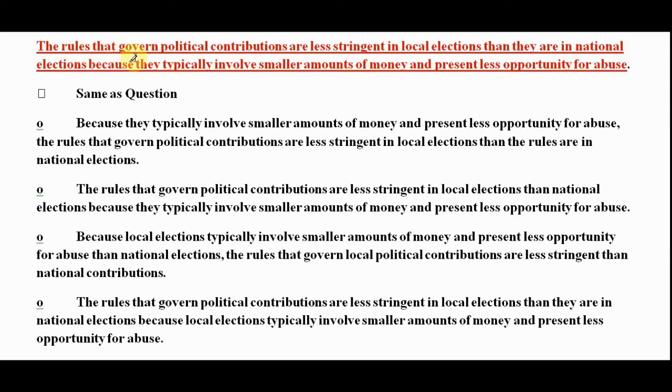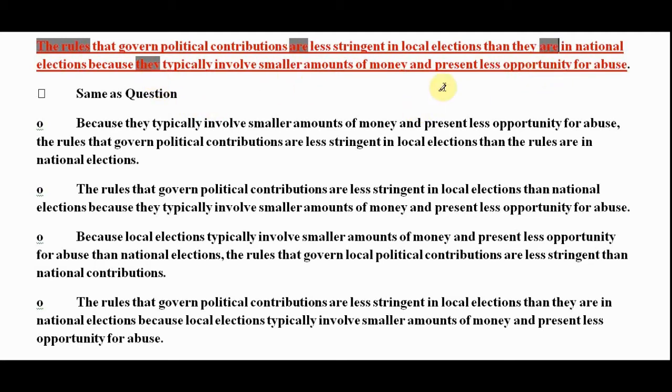The rules that govern political contribution are less stringent in local election than they are in national election because they typically involve smaller amounts of money and present less opportunity for abuse. What is the meaning of they here? They means election. No, it is rules, right? Rules are less stringent. Rules are in national elections. Rules typically involve smaller amounts of money and present less opportunity for abuse.